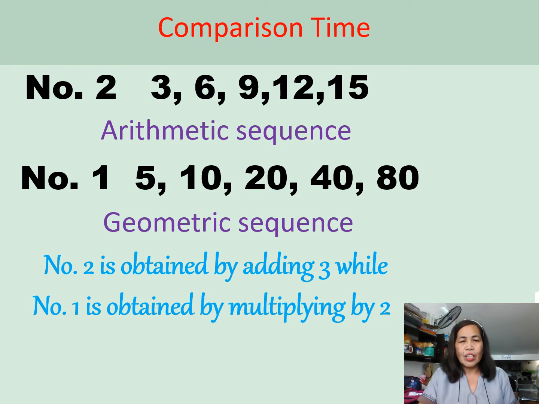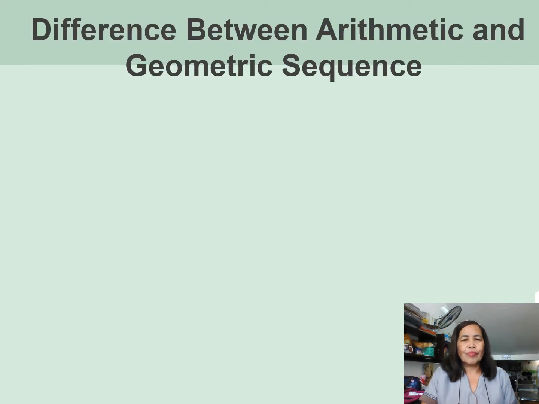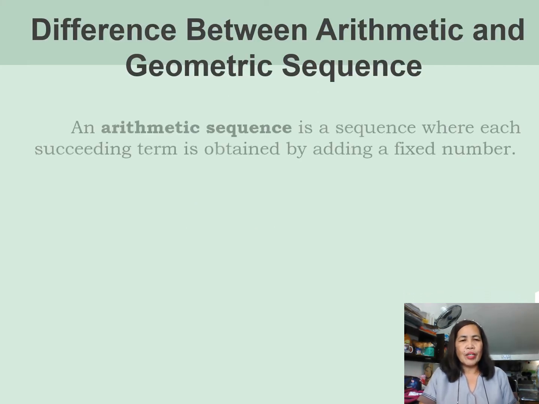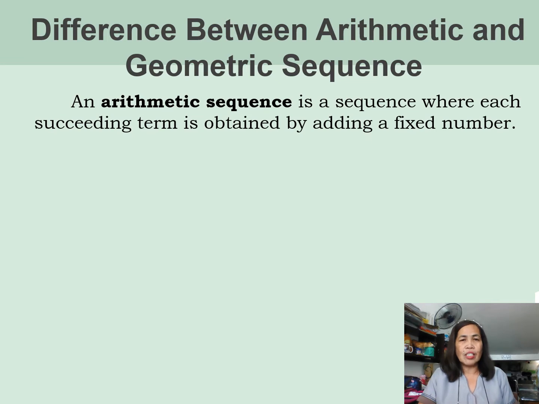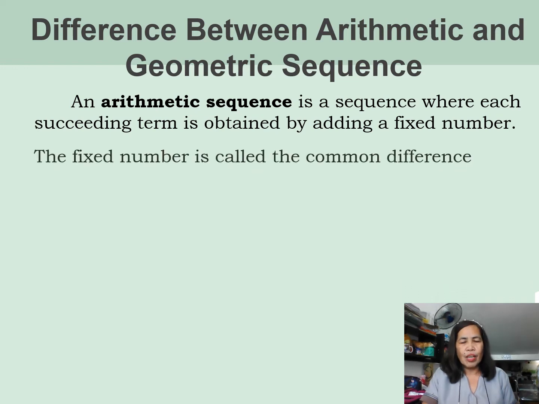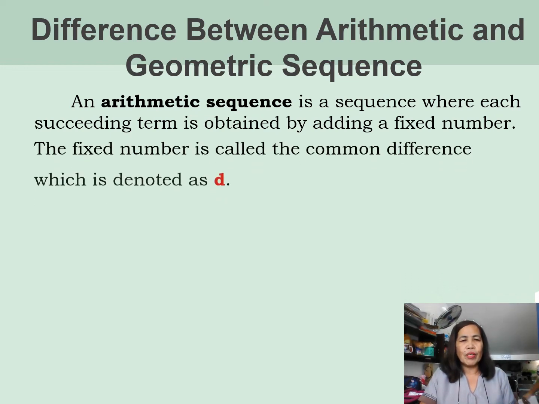So when we say arithmetic, we're going to add. It's either positive or negative depending upon the given. And when we say geometric sequence, we are going to multiply. So it says here that an arithmetic sequence is a sequence where each succeeding term is obtained by adding a fixed number, and that fixed number is called the common difference, denoted as letter D.